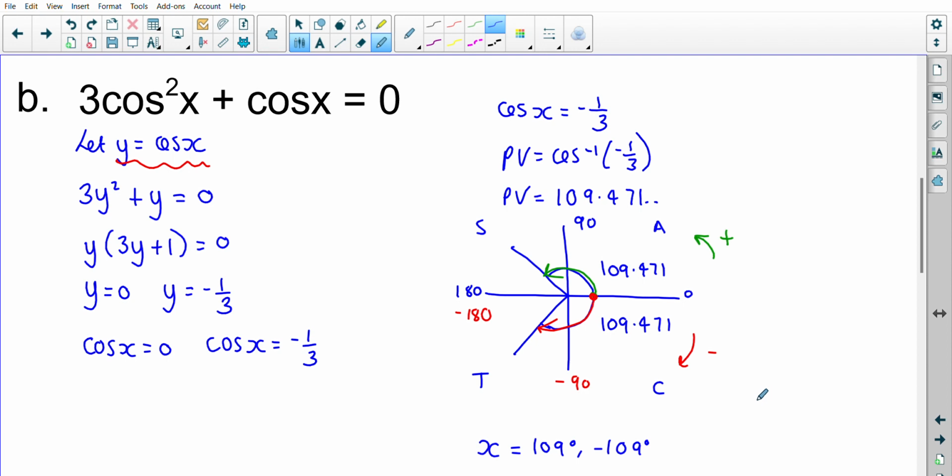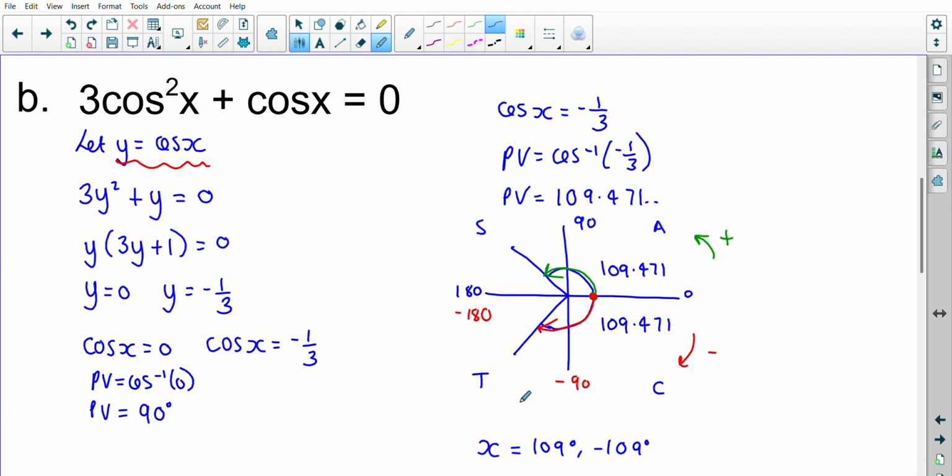Now I've got to look at cos x is 0. So if I do the principal value, I'm going to do it here. You can do it at the side if you've got space. The principal value is 90 degrees.